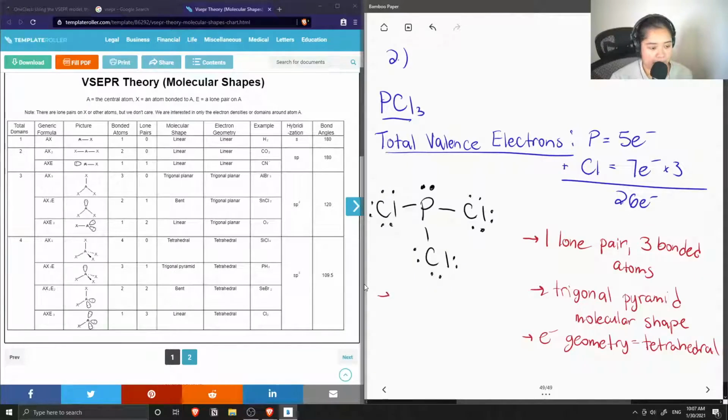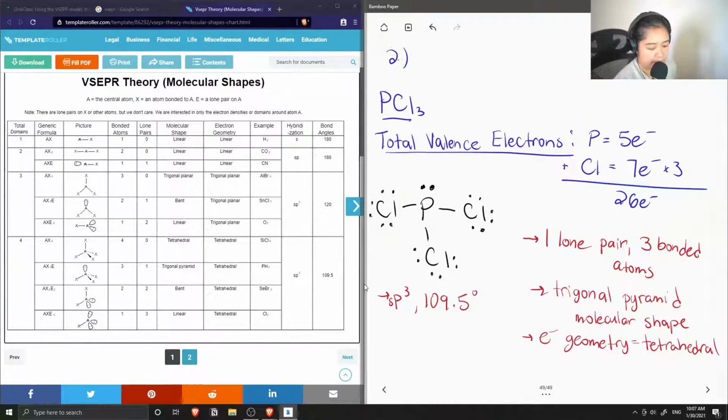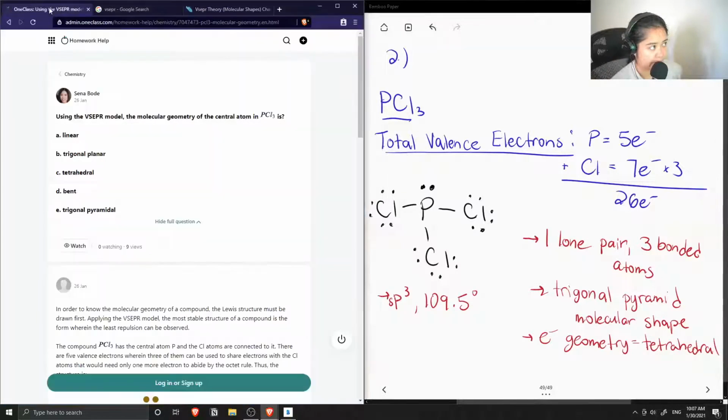Okay, so if we look at our phosphorus atom, it is sp3 hybridized, and the bond angles between all of the charge clouds would be 109.5 degrees. Okay, so let's see what the junior tutor said. If we look at all our different options, then I guess we would see that option E is our correct answer.